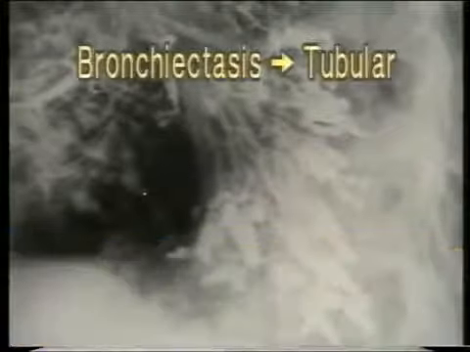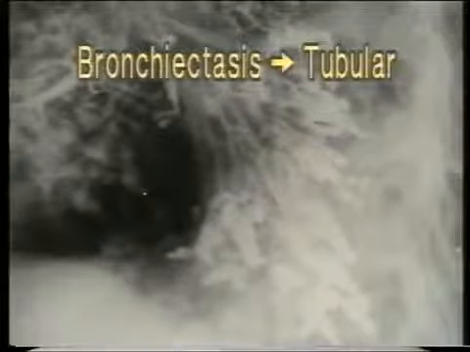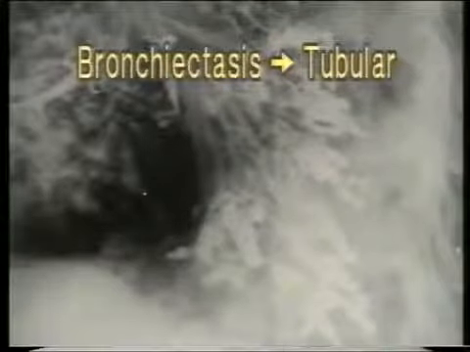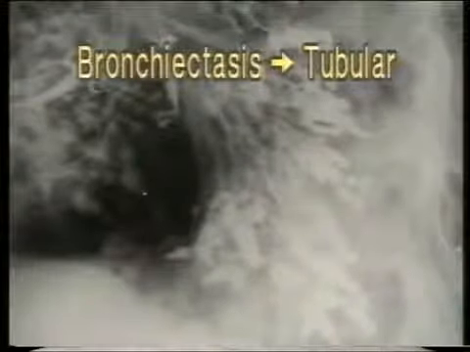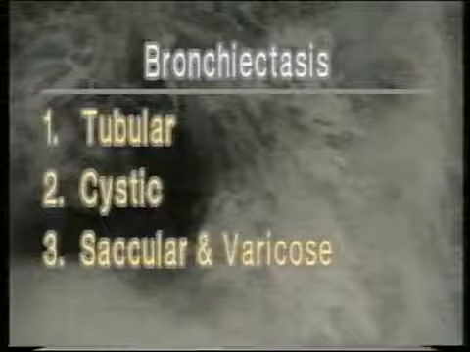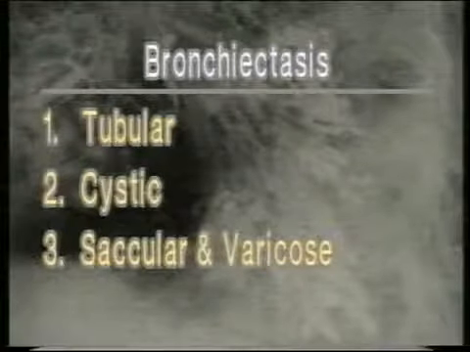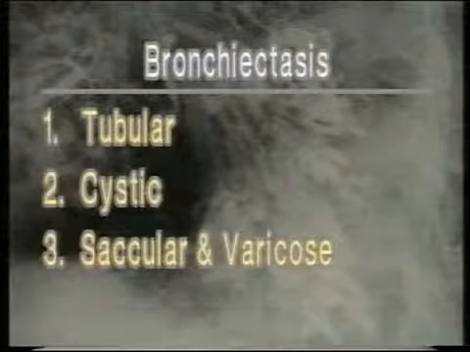In bronchiectasis, bronchi of one or more segments of the lungs are dilated and they are filled only up to 4 or 5 divisions as the distal bronchioles are occluded. Here we see a tubular type of bronchiectasis where the bronchi are uniformly dilated. There are 3 types of bronchiectasis seen on bronchogram: tubular bronchiectasis, cystic bronchiectasis, and saccular and varicose bronchiectasis.